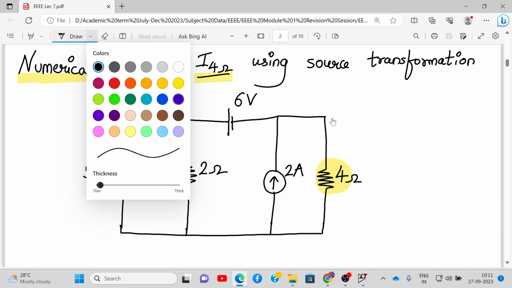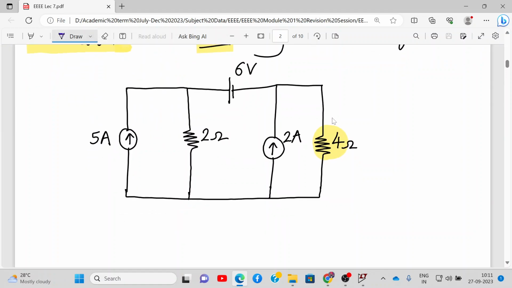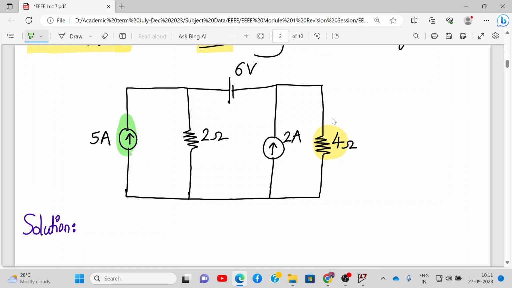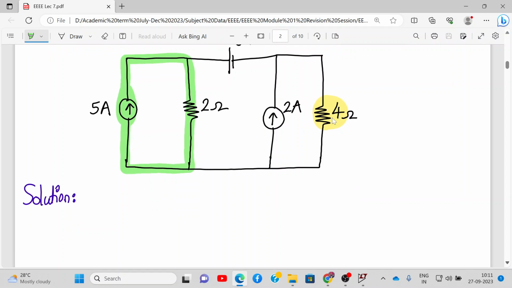So let me start by writing the solution. Let me reduce the font a little bit. Yeah, so let us start. The first scenario over here is, can you see this 5 ampere current source that is in parallel with 2 ohm resistance. So this gets converted into a voltage source in series with a resistance.